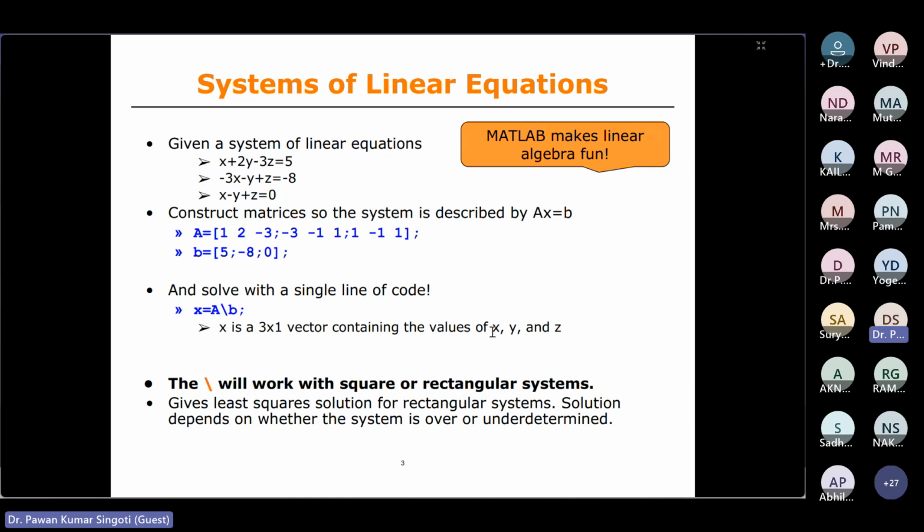Okay, so it will return the values of x, y, z. The backslash will work with square and rectangular systems only. Keep in mind that it will work with square and rectangular systems only. This gives the least squares solution for rectangular systems. The solution depends on whether the system is over or under determined.